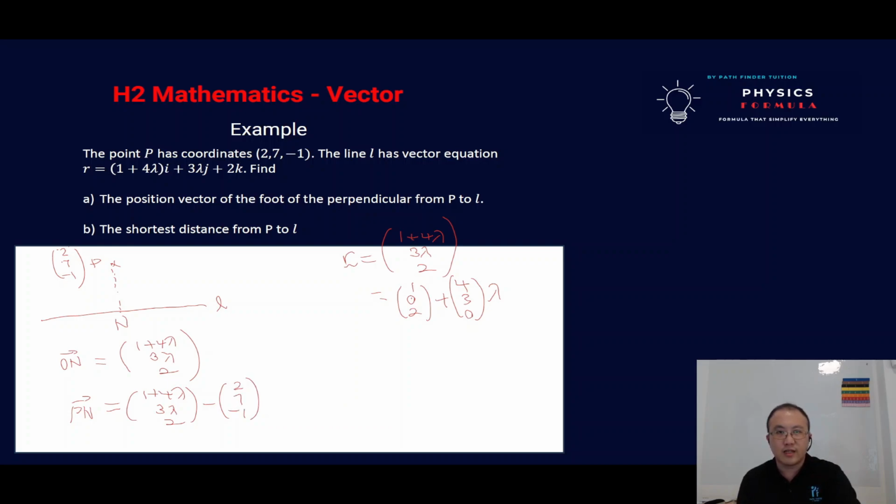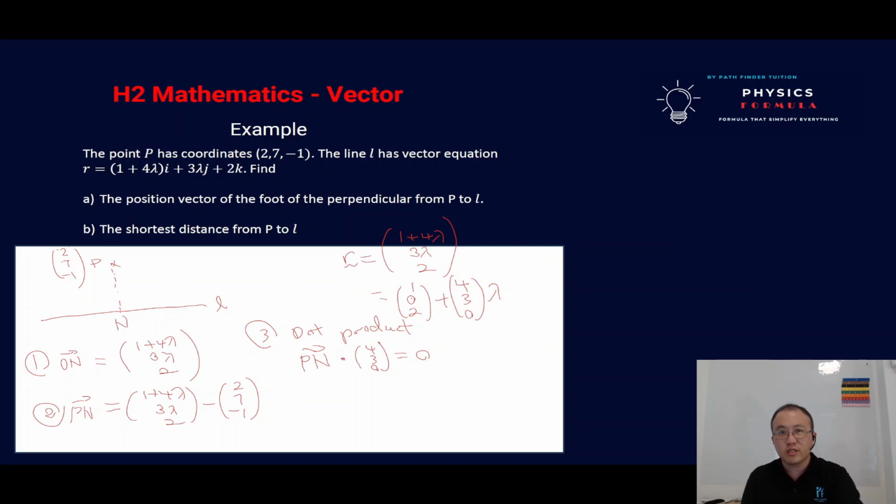Then after that, you do the computation. Once you find PN, you do the dot product with the directional vector of L. So last but not least, this is number 1. Number 2, the third point will be to do the dot product between PN and the directional vector of the line, which is (4, 3, 0), and then it will be equal to 0. Then you solve for your λ to find your ON.